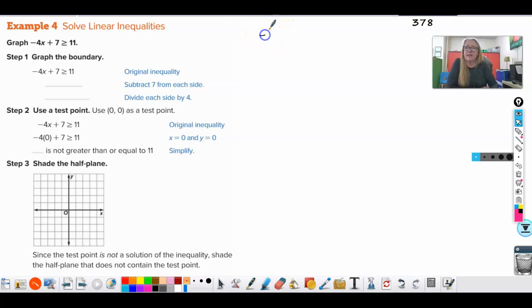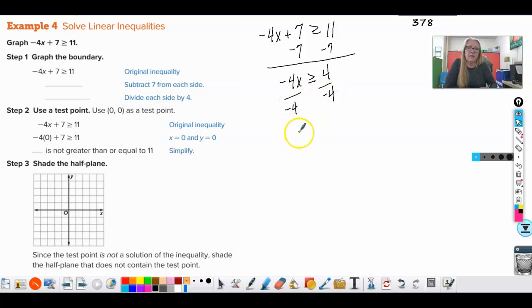We have negative 4x plus 7 is greater than or equal to 11. What do you notice about this inequality? I don't see a y, so this is probably going to be a horizontal or a vertical line. First thing we're going to do is try to get x by itself. So we subtract 7 from both sides, and that gives me negative 4x is greater than or equal to 4. And then we divide both sides by negative 4. Remember to switch the sign. So we have x is less than or equal to negative 1.